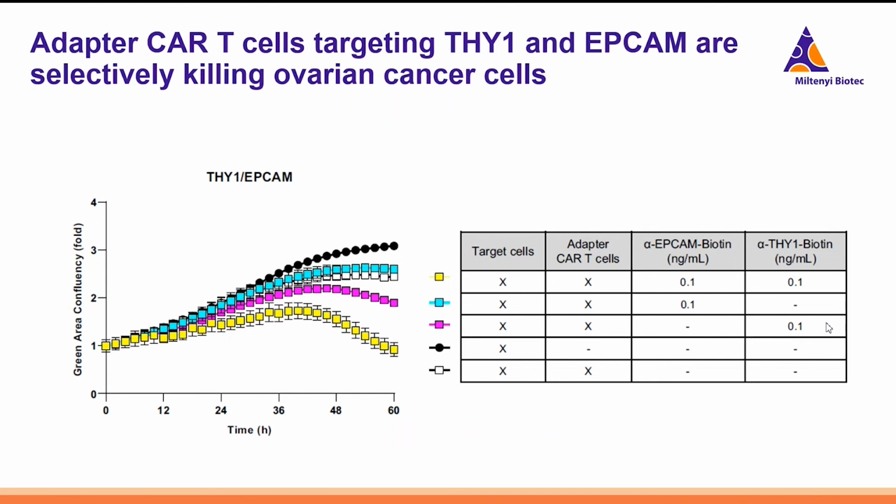So they generated ovarian cancer cells co-expressing EPCAM and THY1 in combination with the green fluorescent protein GFP. When they tested CAR T cell functionality in vitro using anti-biotin CAR T cells in combination with biotinylated EPCAM and biotinylated THY1 antibodies, they observed effective CAR T cell killing of target tumor cells. You observe it here in yellow, indicated by the decreased GFP signal. And this was only the case when adapter CAR T cells were incubated with EPCAM and THY1 together, at the same time.